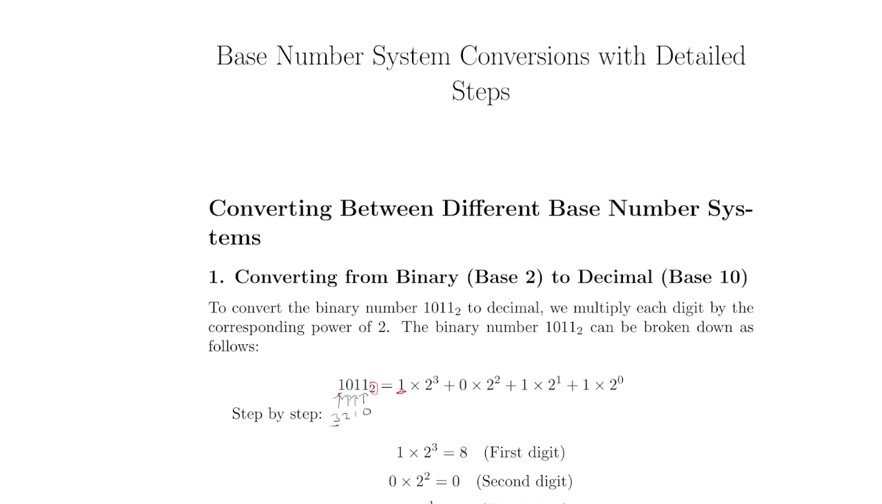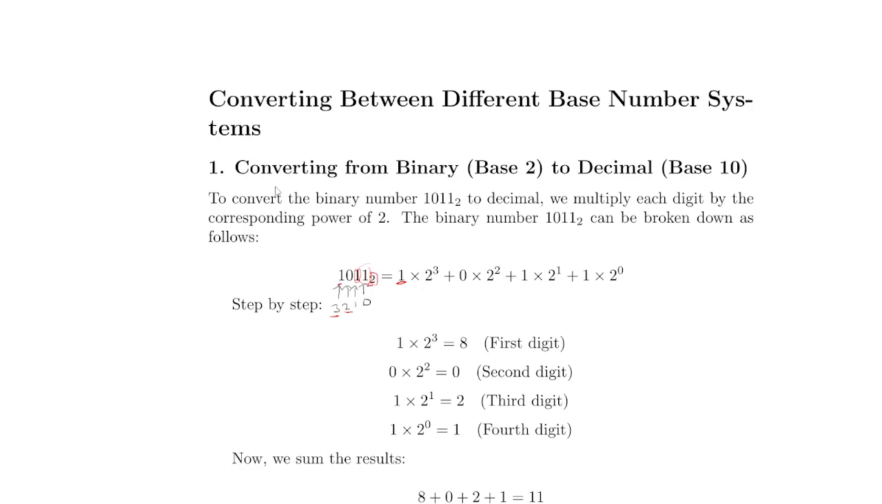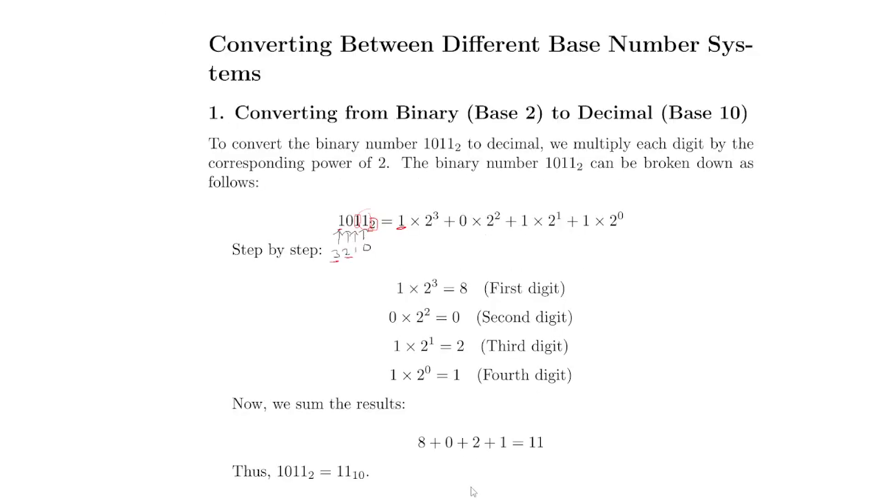Then 0 is, the base is always 2, and it's going to be 2 squared plus, and then we move on to the 1 here. This 1 has base 2 and raised to the first power. And this last one is 1 times 2 raised to the 0 power. So we're just going to add all of these guys and get 11 as our final answer.